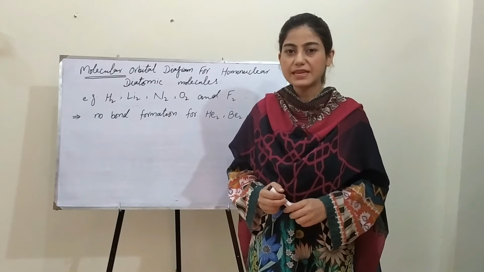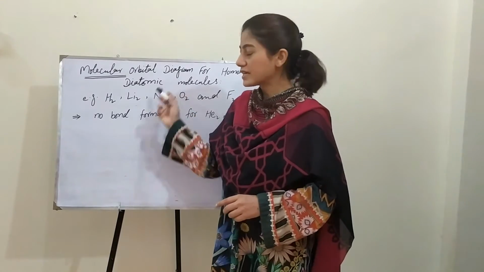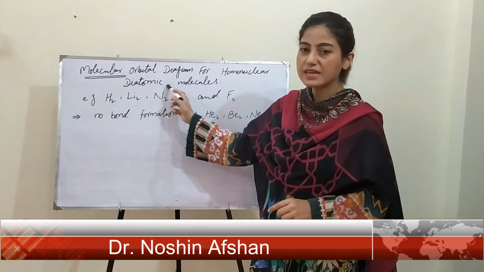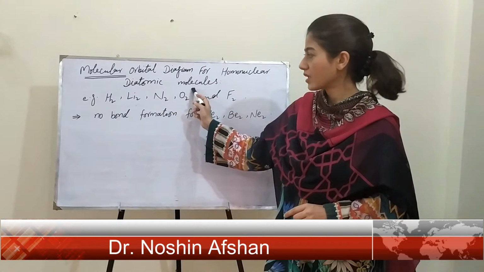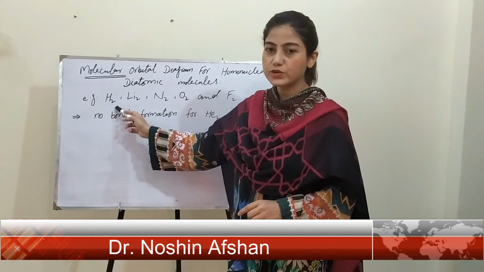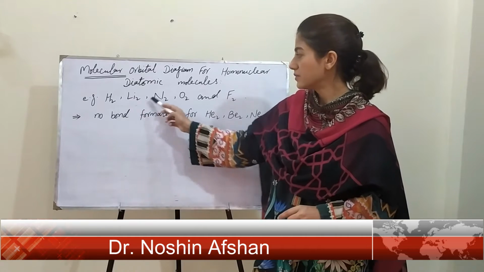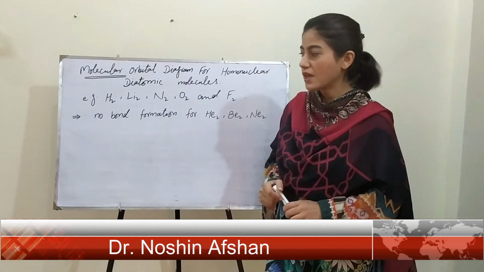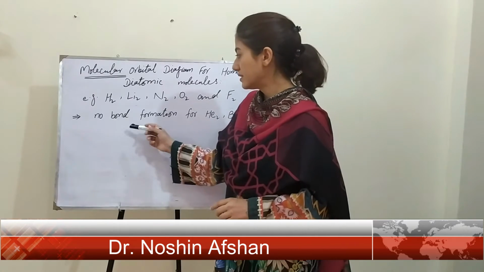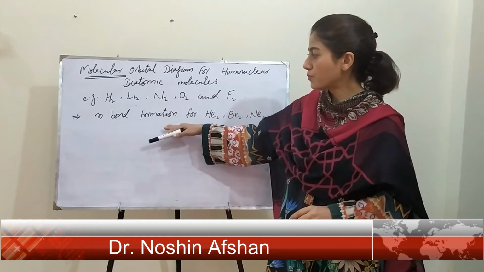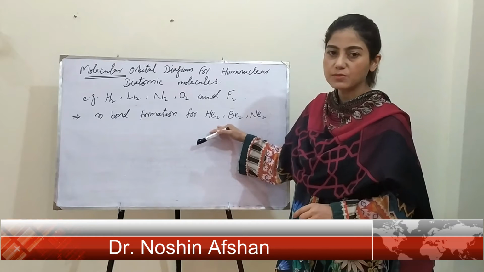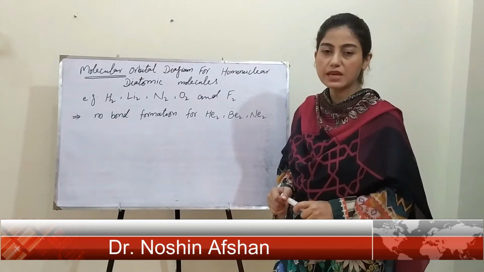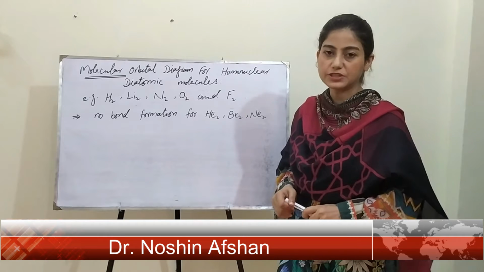So our today's lecture is about molecular orbital diagram for homonuclear diatomic molecules. For example, hydrogen, lithium, nitrogen, oxygen and fluorine molecules. And we will also discuss here why there is no bond formation for such molecules like helium, beryllium and neon molecules with the help of their bond order calculation.